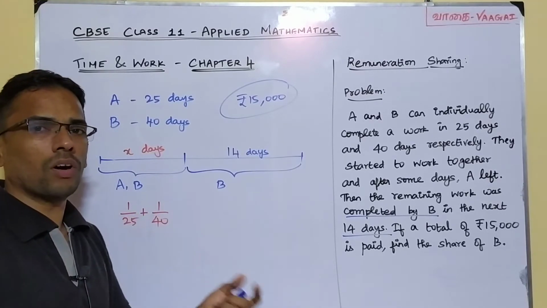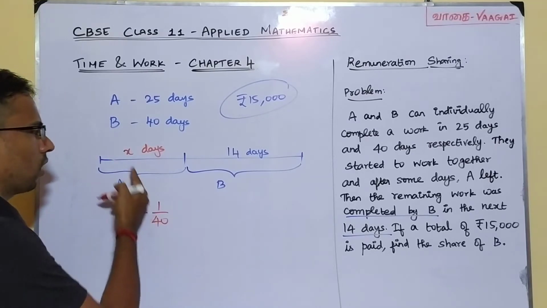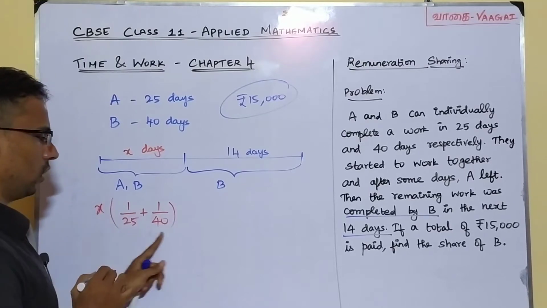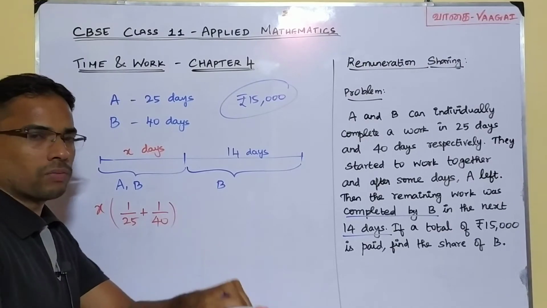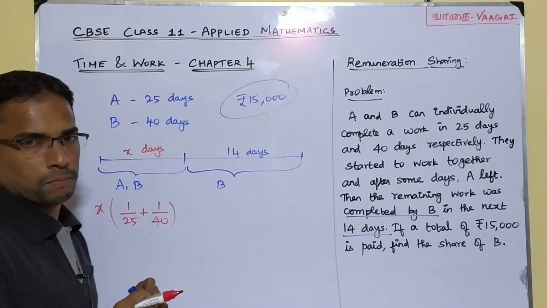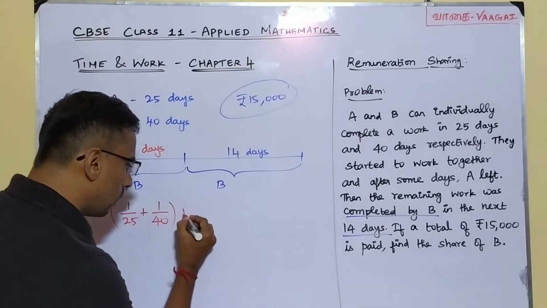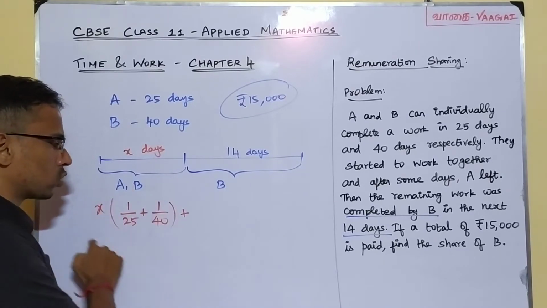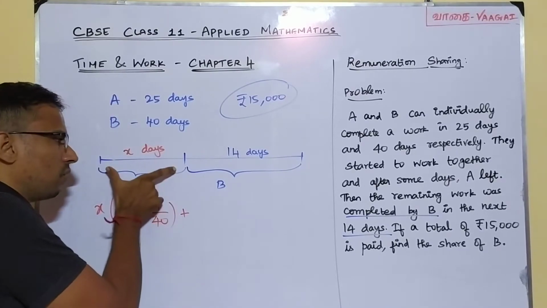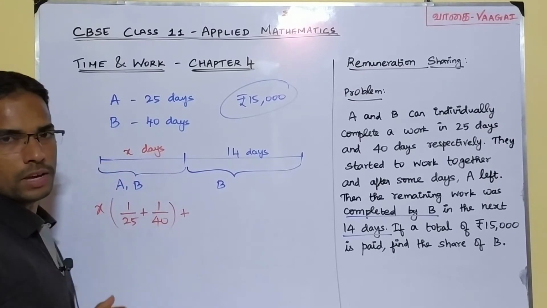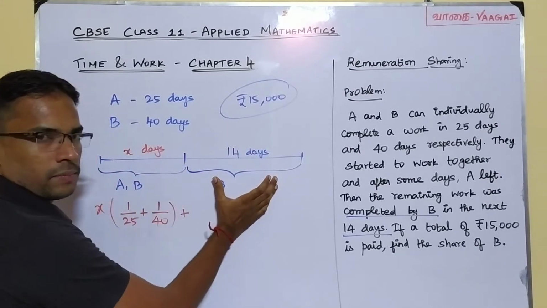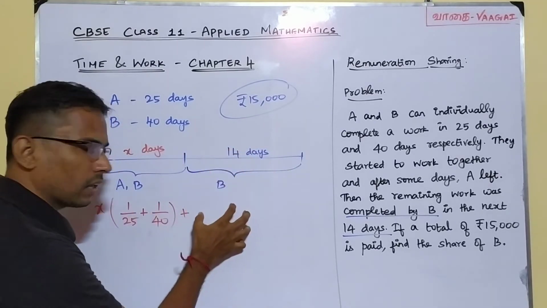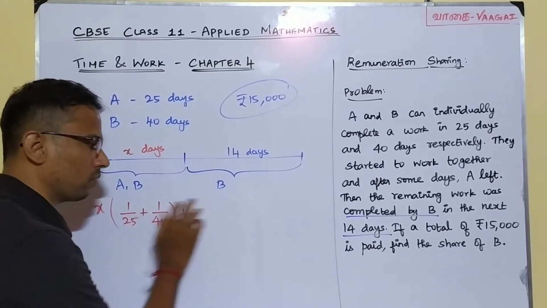And for how many days are they working together? They are working for X days, as we assumed. So in X days they would have completed this much part of the work. Again put a plus. Why a plus? This calculation corresponds to the beginning part of this work only. We have another part here: B alone working for another 14 days. For that also we have to make another component in this equation. That's what we are going to do now.